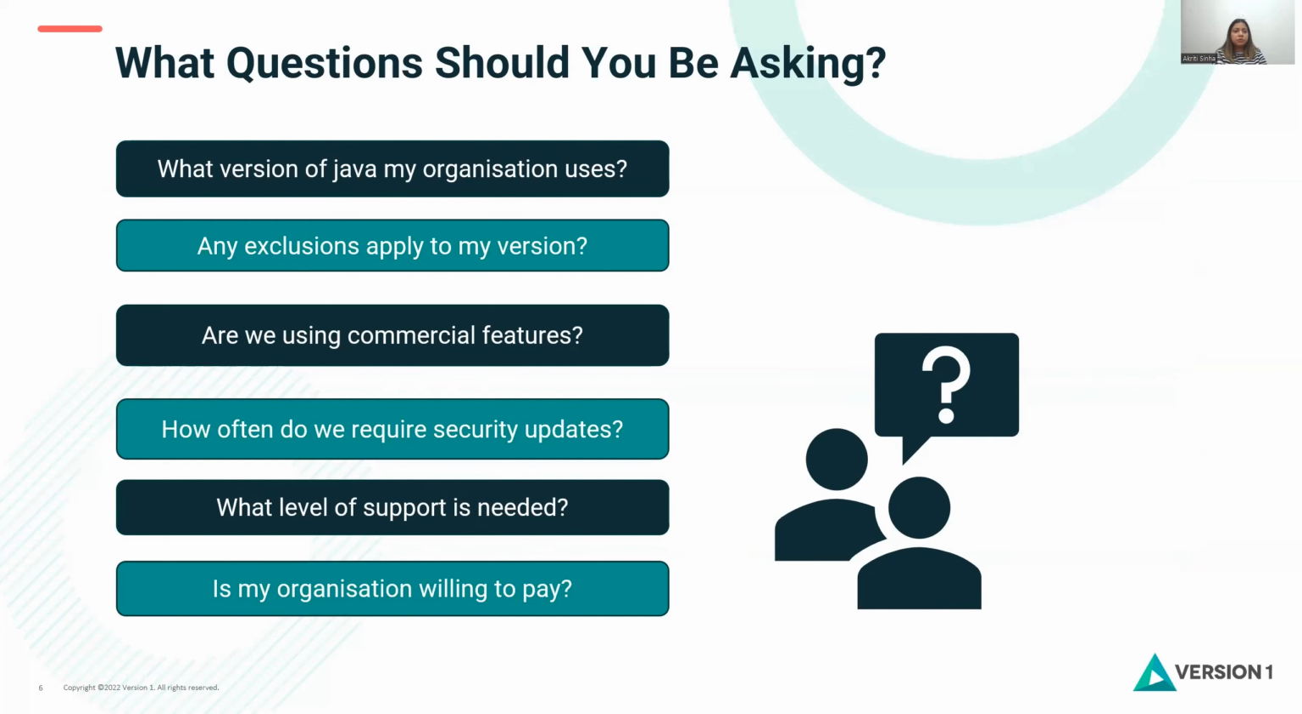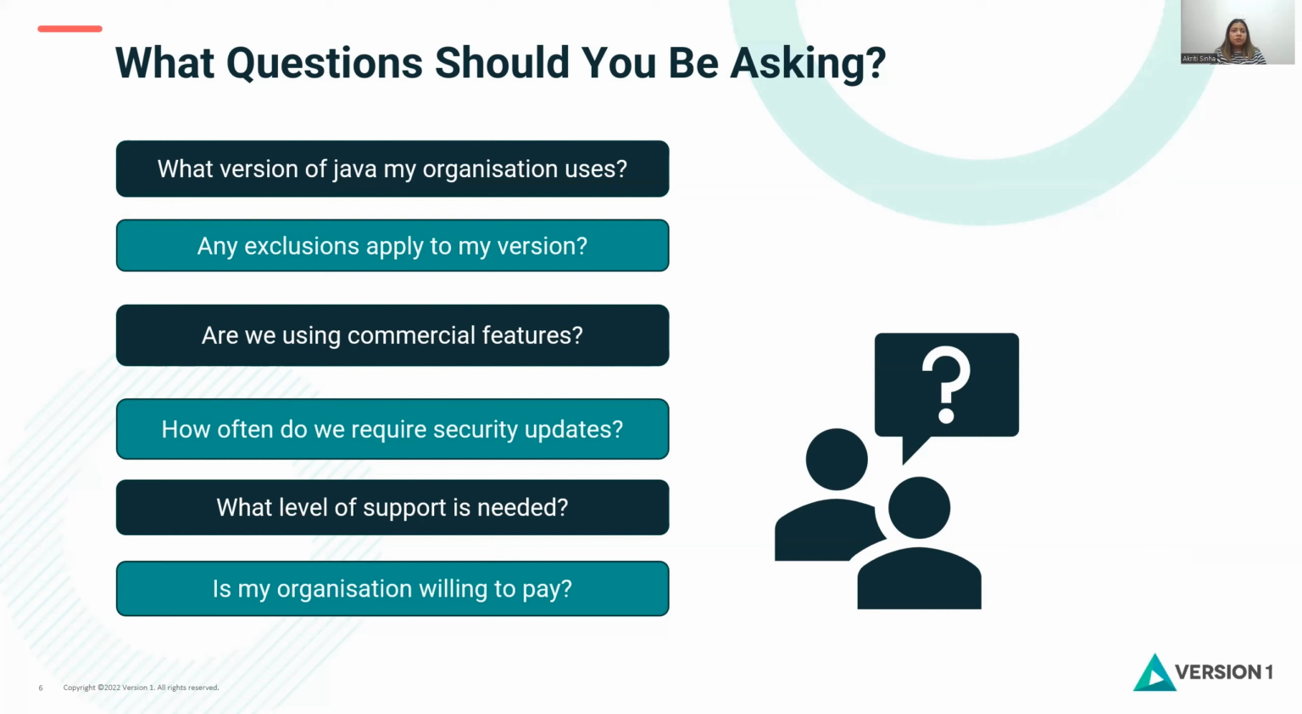So if you're looking to review your usage of Java and find out the impacts of the new Java SE Universal Subscription, we believe that your organization should be asking the following questions. First of all, you need to find out what version of Java you're using. Once you're aware of that, you need to find out if there are any exclusions available for your version of Java. If you're using a version from Java 17 onwards, you may still be under free usage terms under certain conditions, which we will discuss in more detail.